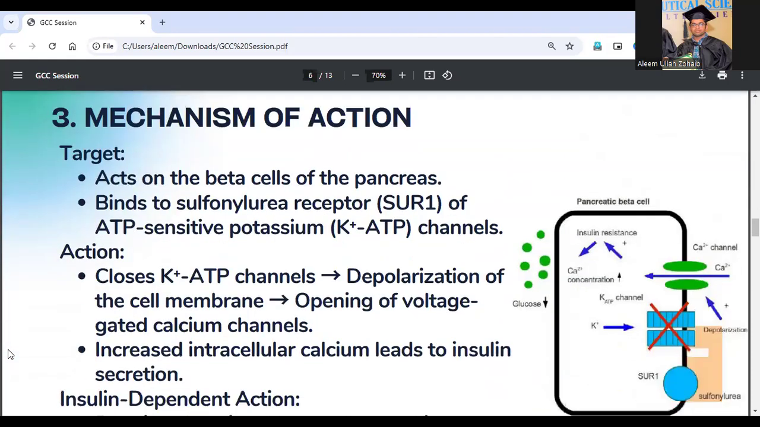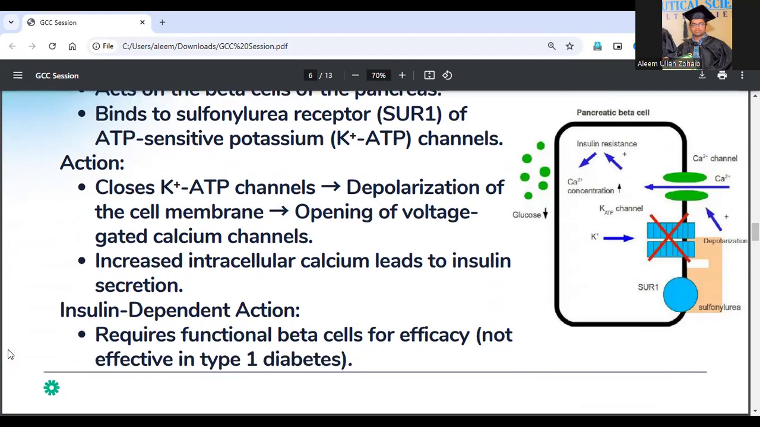Mechanism of action. It acts on the beta cells of the pancreas, binds to the sulfonylurea receptor, one of the ATP sensitive potassium channels. It closes the potassium ATP channel, leads to depolarization of the cell, opening of voltage gated calcium channels, increases intracellular calcium, leads to insulin secretion.